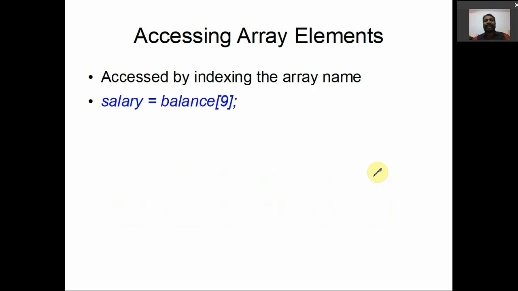Next is how to access array elements. If you want to access a particular array element, it is done by indexing the array name. If you want to get the value of balance of 9, that is the 10th element in the array, you have to use balance of 9 and this value will be assigned to salary. So any value can be accessed using indexing. If you want to get the 5th value, then you have to use balance of 4 and you can assign it to any variable.